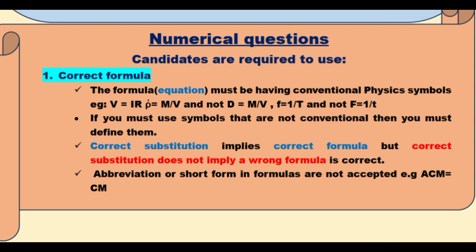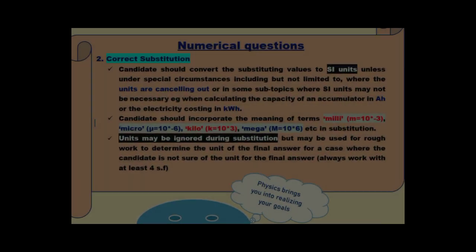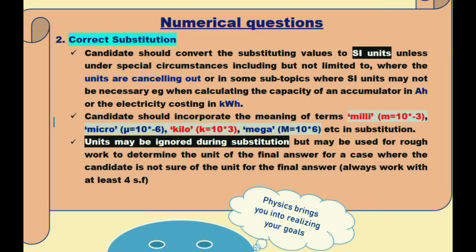Number 2, correct substitution. After we've said number 1 is correct formula, and we have said what a correct formula is, number 2 is correct substitution. Candidate should convert the substituting values to SI units unless under special circumstances. So in other words, always work with the SI units. It's very, very important. I know by now any candidates in Form 4 should be able to know this. So you should always work with the SI units unless under few special circumstances.